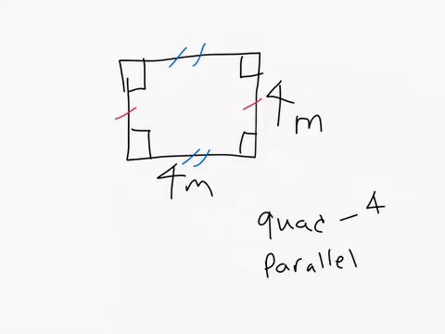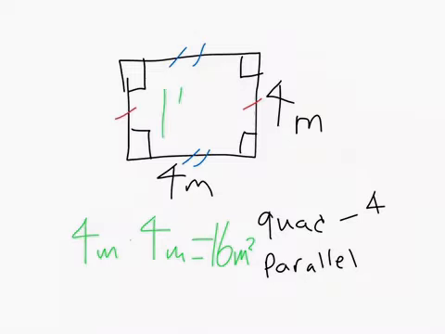Now, I can assume that since this is a square, all the side lengths are the same. I know that the base is 4 meters, the height is 4 meters. So to figure out area, all I have to do is 4 meters times 4 meters, and that will give me 16 meters squared. So now I know that the area of this parallelogram or quadrilateral or square is 16 meters squared. That is how you draw a square.